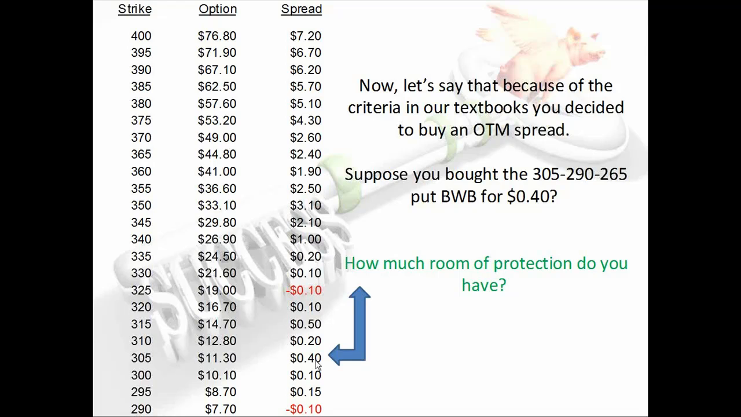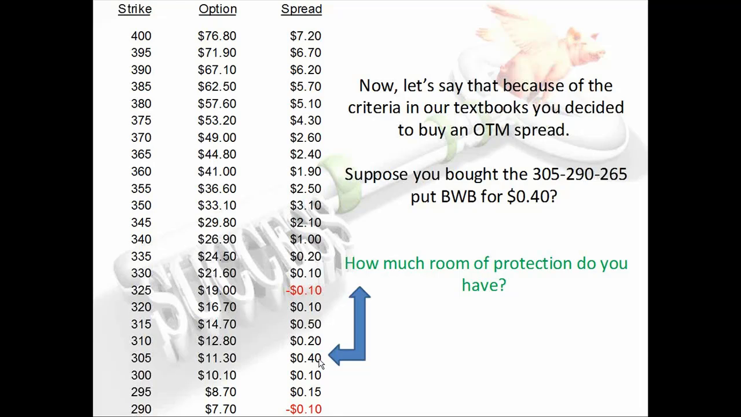And that's why we teach in some of our classes how to use these broken wing butterflies as a hedge to portfolios, where you can use them to hedge a portfolio of stocks instead of having to go out and buy a whole bunch of puts that are going to cost you a whole bunch of money, and then they expire worthless. So what you see here is this put that we bought, or this spread we bought for a 40-cent debit.